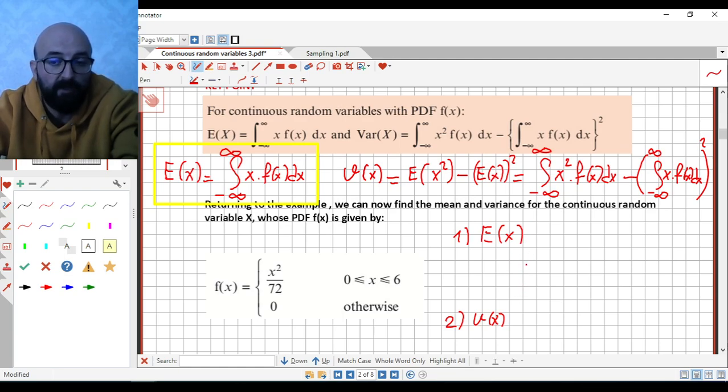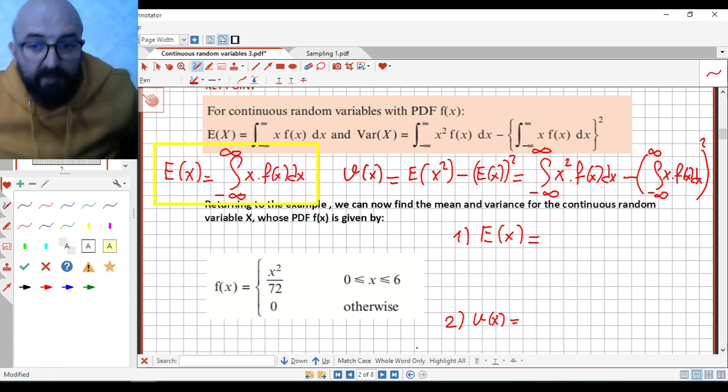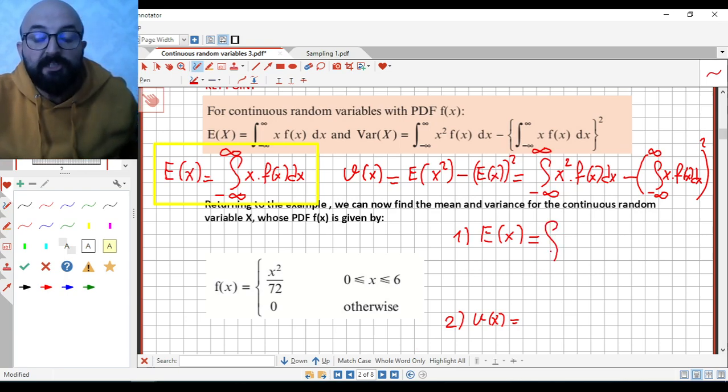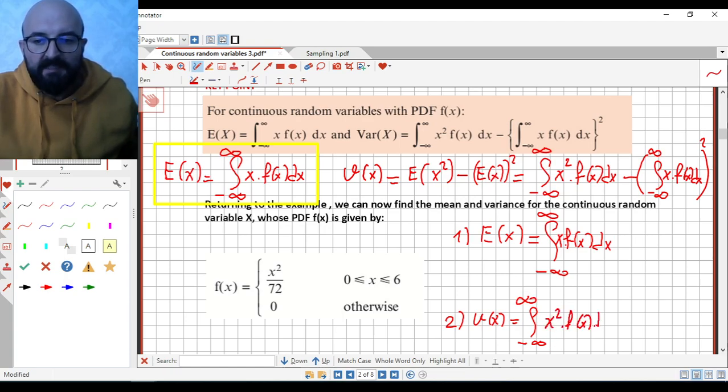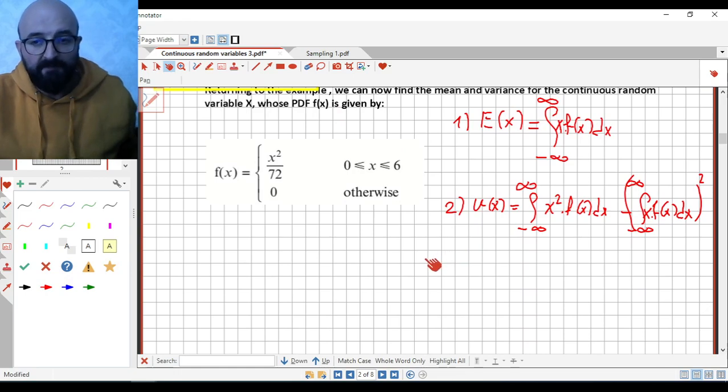I want to repeat these formulas because I want you to learn them strongly. The expectation value is the integration from negative infinity to positive infinity of x multiplied by f(x) dx. The variance is the integration from negative infinity to positive infinity of x square f(x) dx minus the square of the integration from negative infinity to positive infinity of x multiplied by f(x) dx. It's the same variance formula, but now in PDF we use integration.